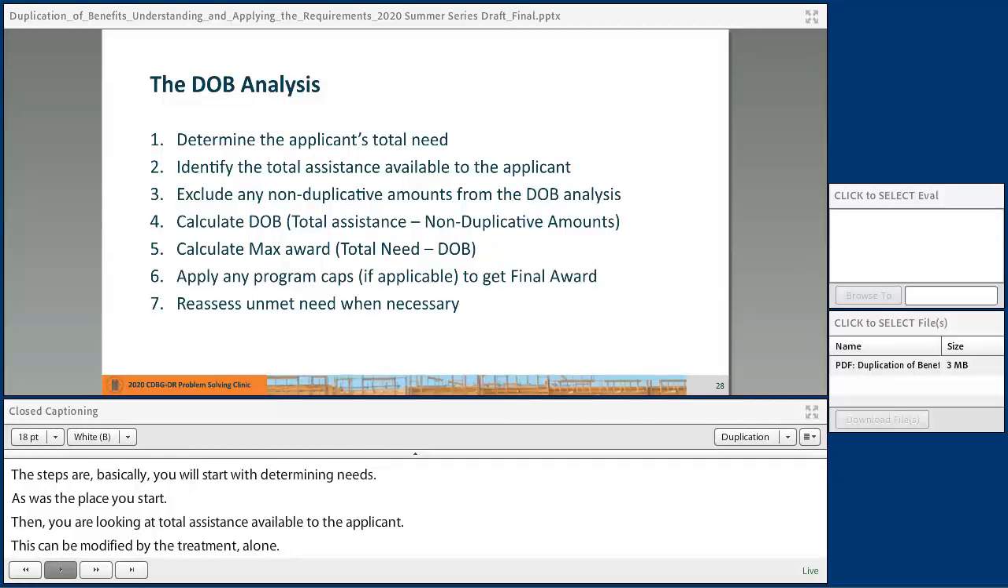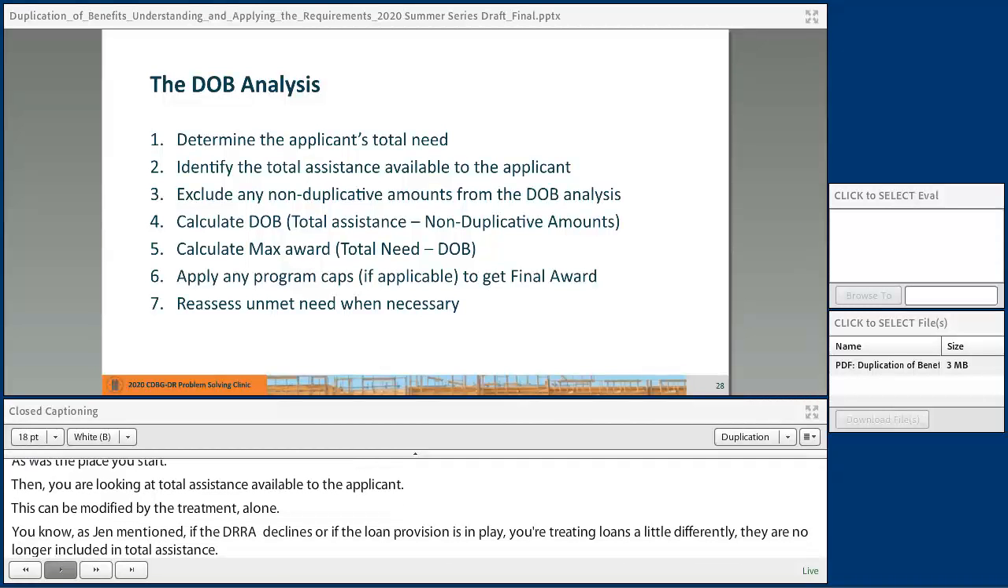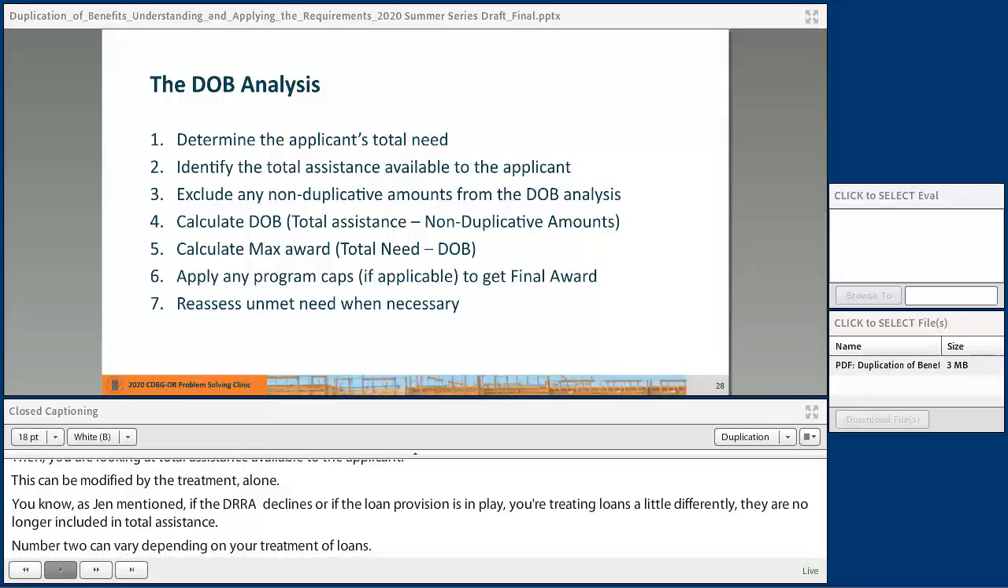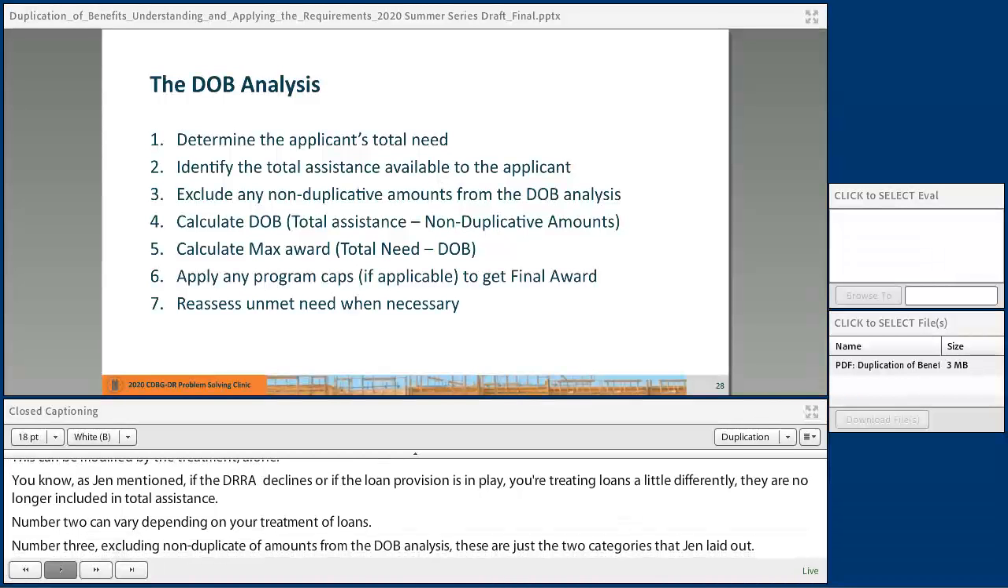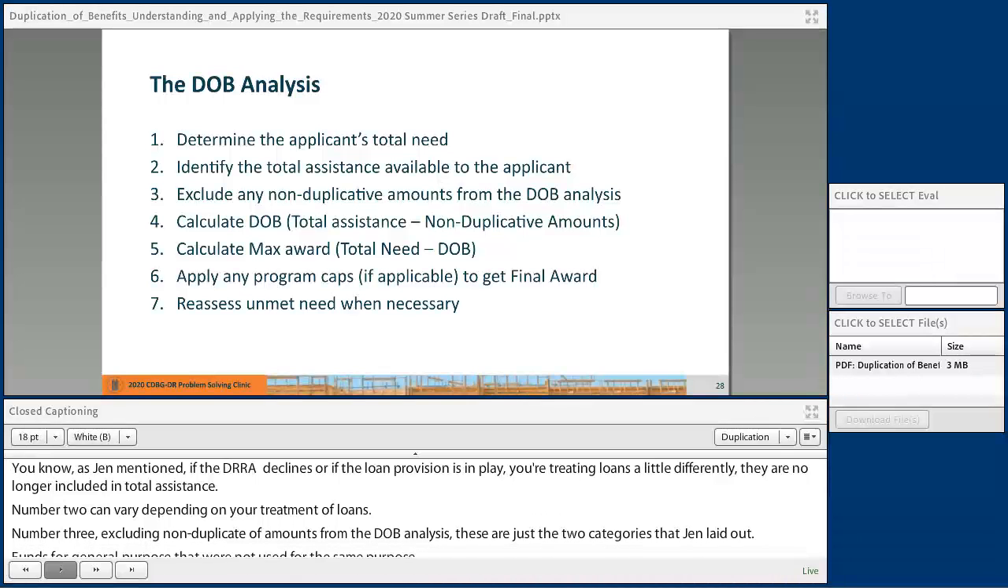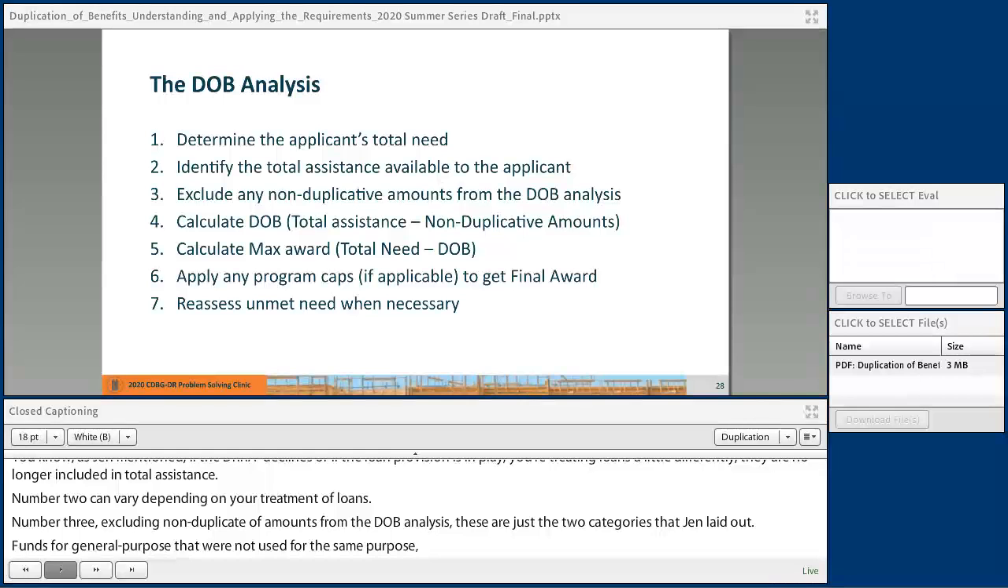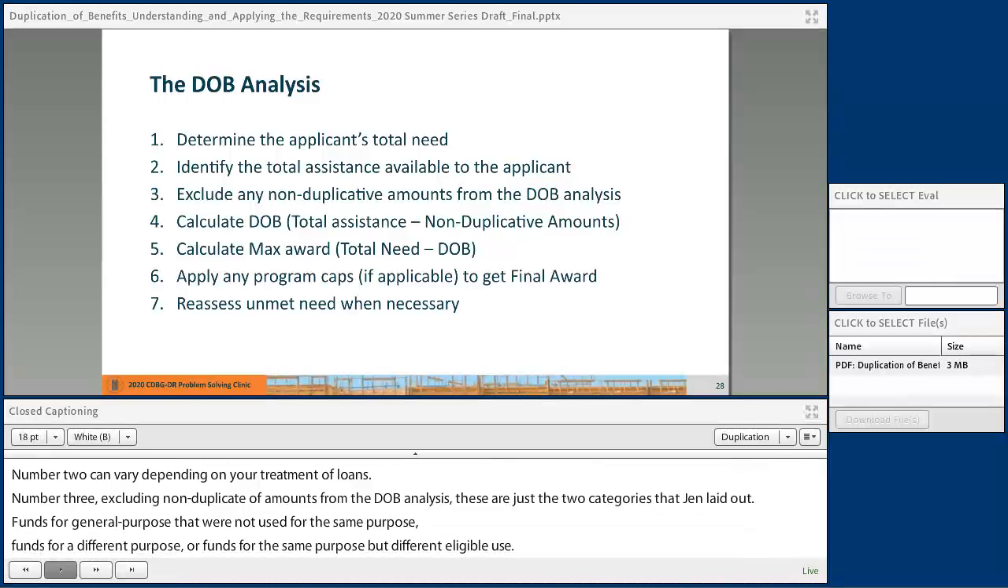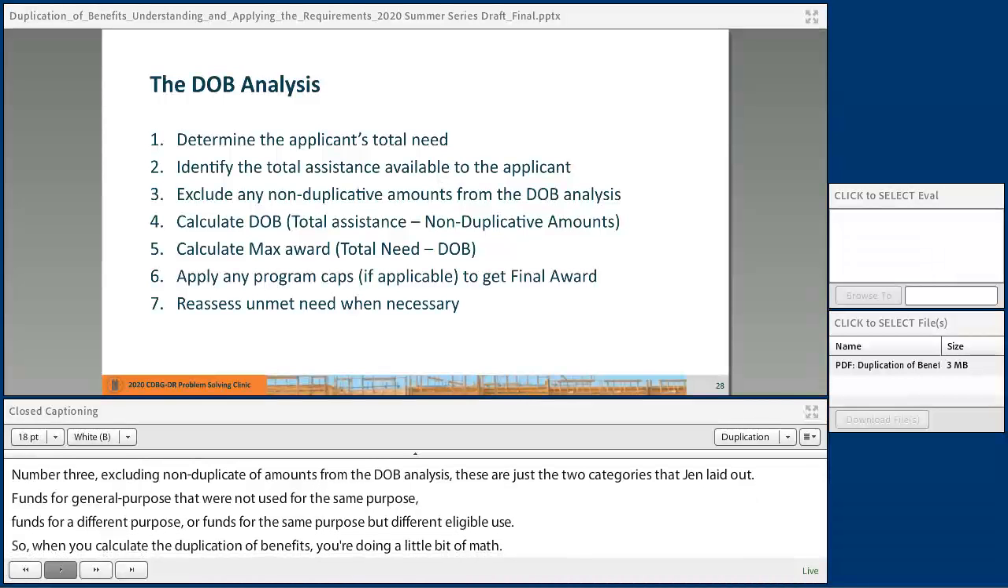Number 3, excluding non-duplicative amounts from the DOB analysis. These are just the 2 categories that Jen laid out. Funds for a general purpose that were not used for the same purpose, funds for a different purpose, or funds for the same purpose but a different eligible use. So when you calculate the duplication of benefits, you're just doing a little bit of math. You're taking your total assistance and you're subtracting all the things you've excluded as non-duplicative. And that gives you what everybody identifies as the duplicative amount, the DOB.